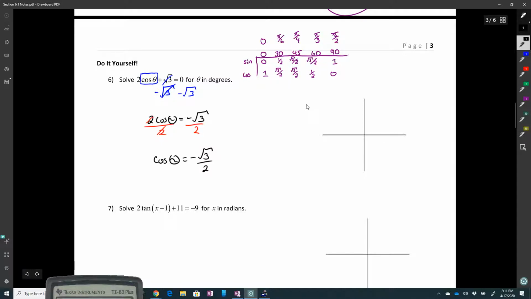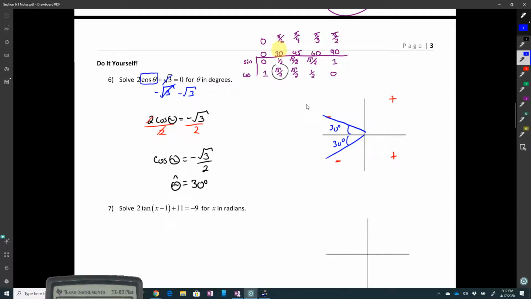And so square root of 3 over 2, we can see is there. And that lines up with 30 degrees. So my reference angle is 30 degrees. But notice that cosine is negative. So cosine is negative on the left side. So that means I'm going to have 30 degrees this way, and I'm going to have 30 degrees this way. Remember, your reference angle is always anchored to the x-axis.